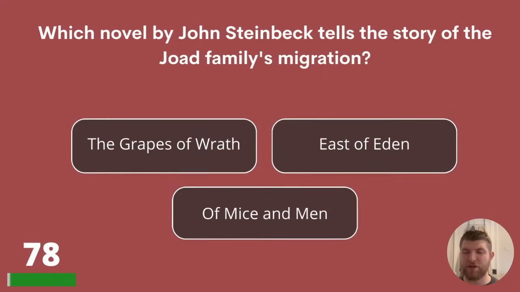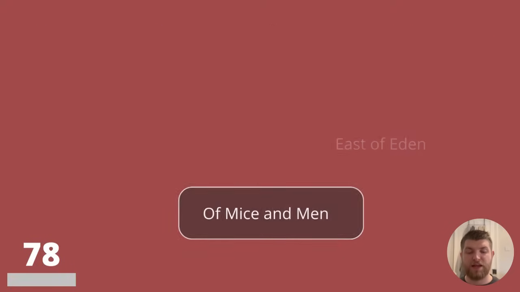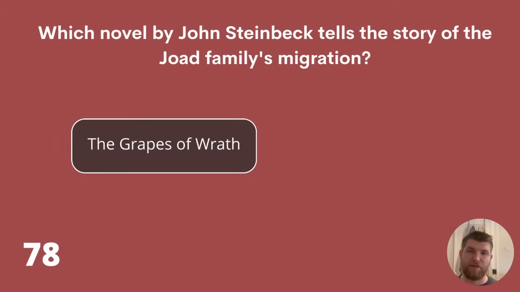Question 78. Which novel by John Steinbeck tells the story of the Joad family's migration? The Grapes of Wrath, East of Eden, or Of Mice and Men? The answer is The Grapes of Wrath.